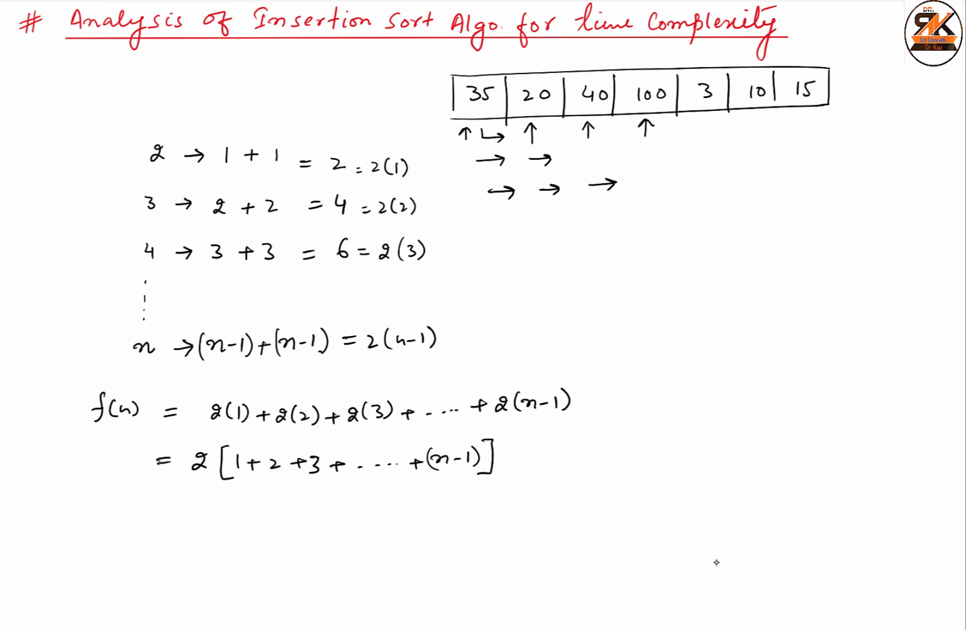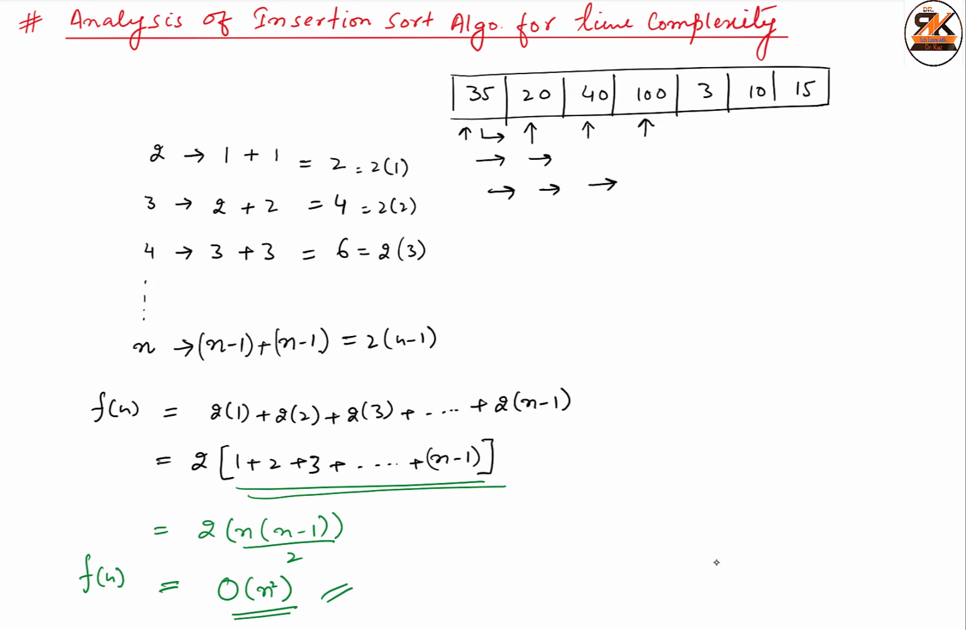Okay, so this entity is nothing but the sum of the first n minus 1 natural numbers. So it can be represented as 2 into n into n minus 1 upon 2. Okay, and so this function for the insertion sort algorithm has the worst case time complexity of big O of n square. And now we shall see the implementation of this algorithm in the form of a program, and that we will see in the compiler.